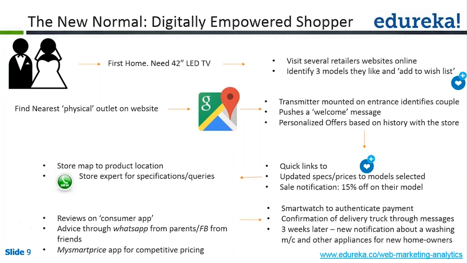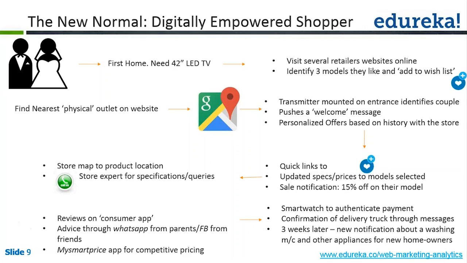They read up the product reviews about the models. They get some advice through WhatsApp from their parents. They go to Facebook. They post this on Facebook. They get some advice from friends. They also use some kind of smart apps that help them do price comparisons, right, before they actually settle down on the final model they buy. And today, mobile wallets are pretty big, right? So let's say we go a step further and they use something called a smartwatch to authenticate the whole payment. And hey presto, they buy the whole product, right? And they get a confirmation of the delivery truck through messages.